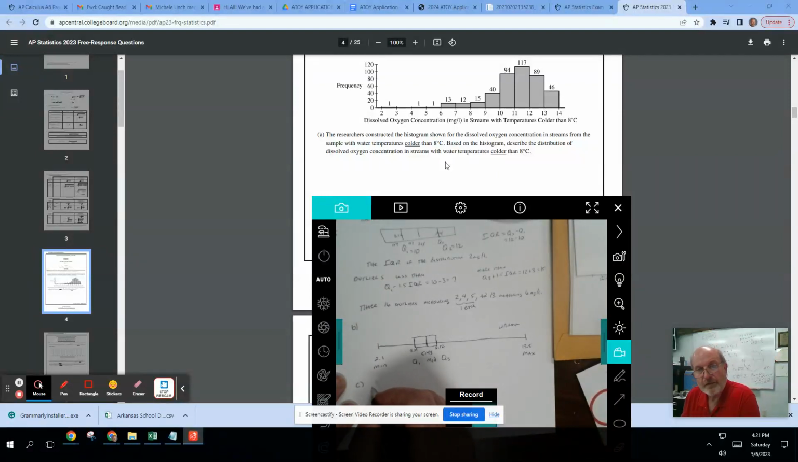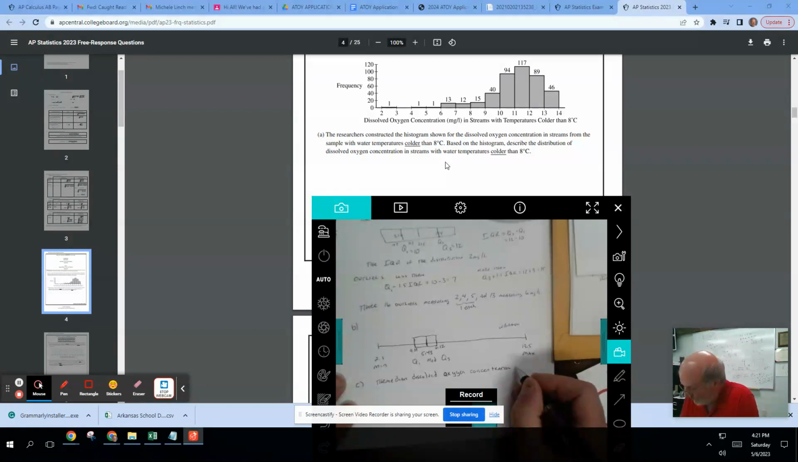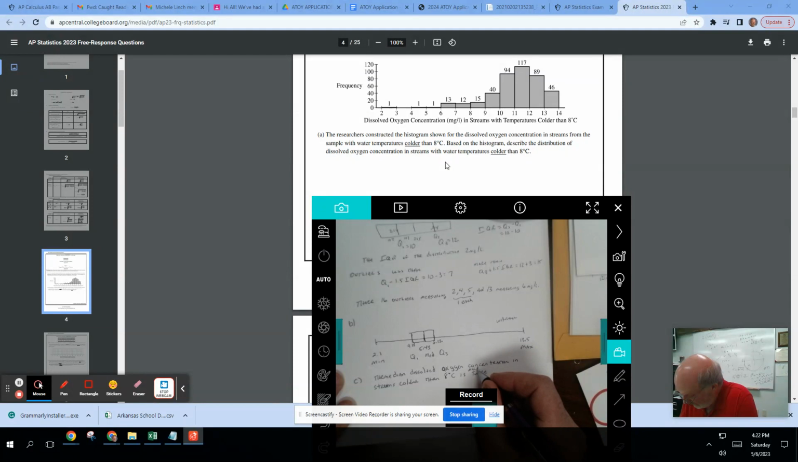I'm going to argue that the median dissolved oxygen concentration in streams colder than 8 degrees Celsius is more than twice the median in streams warmer than 8 degrees Celsius.